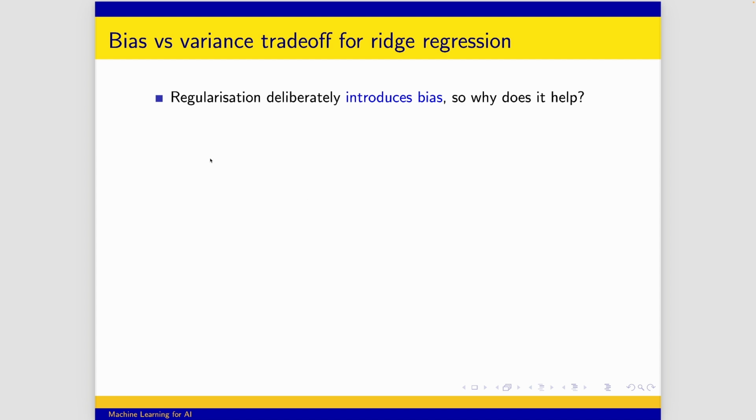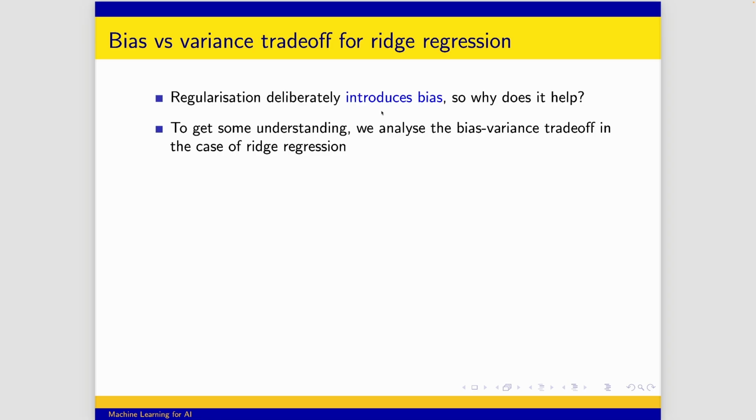Now, we've seen that regularization in the form of norm control so far introduces a bias. So why does it help? Well, we're going to try to answer this by analyzing the bias-variance trade-off for ridge regression. And it's a particular type of vector bias-variance trade-off that we're going to use, and I'll explain it first.